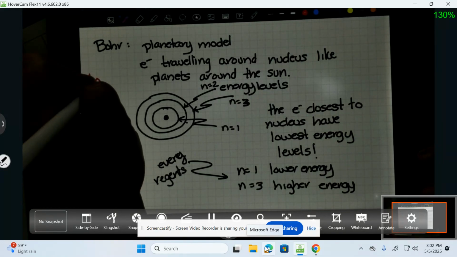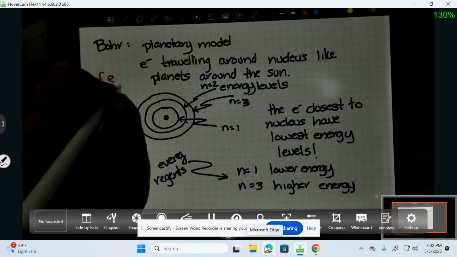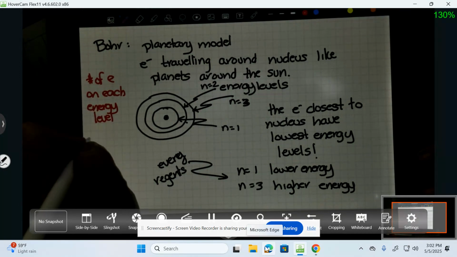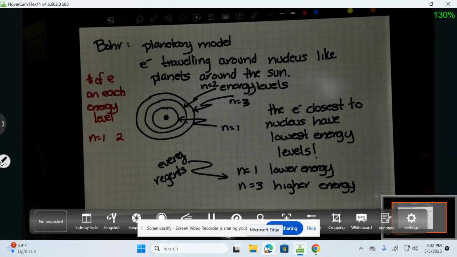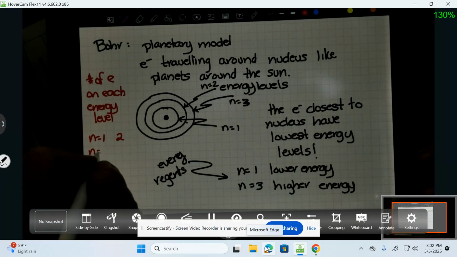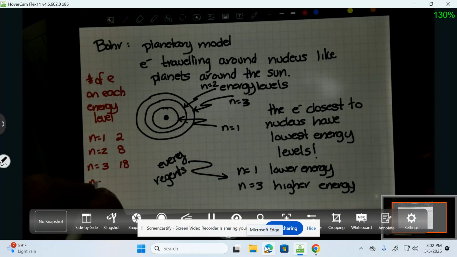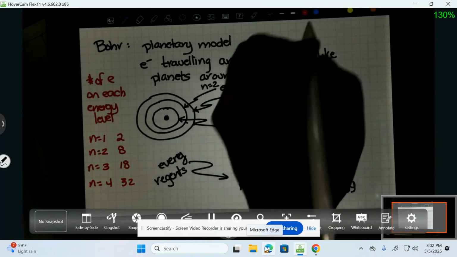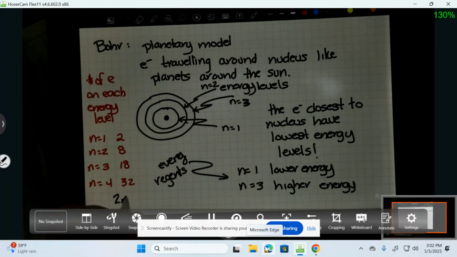the number of electrons on each energy level. N equals 1 can hold a maximum of 2 electrons. N equals 2 can hold 8. N equals 3 can hold 18. N equals 4 can hold 32. You don't need to go higher than that. That's how many electrons can fit on each energy level. And there's a nice little formula, 2n squared, where n is the energy level, and it tells you the number of electrons on that level.